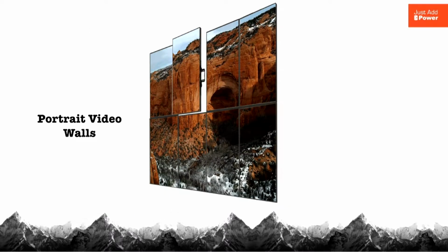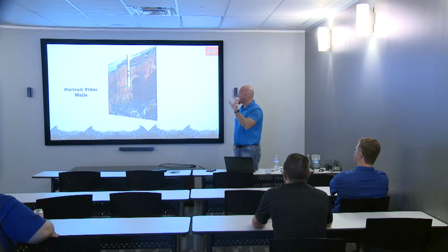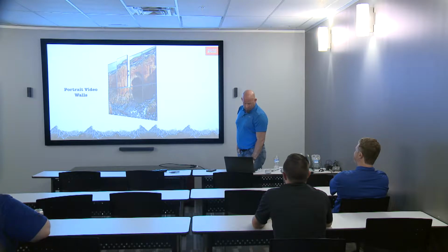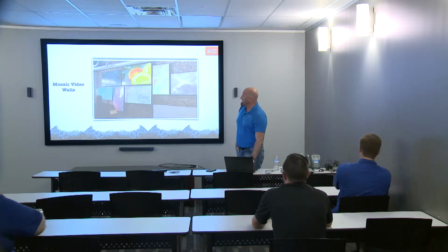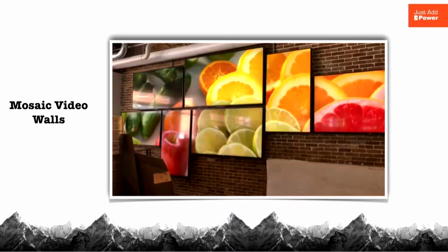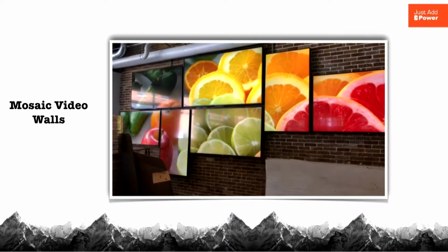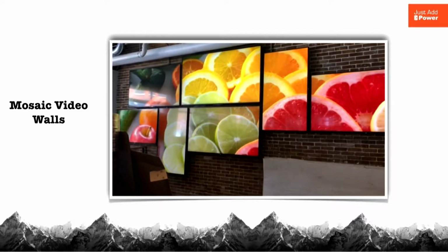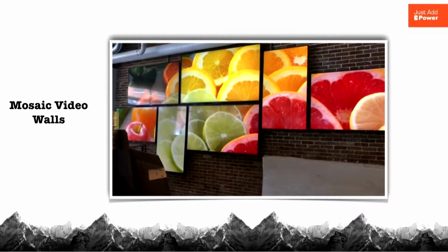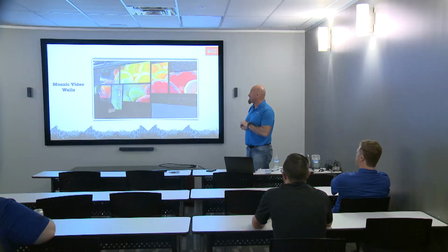In addition to the standard video wall, Just Add Power has the ability to do portrait video walls. We can rotate the screen 90, 180, 270 degrees within the receivers, allowing for a portrait video wall. In addition to portrait video wall, we can do some cool things with combinations of portrait and landscape, making a mosaic video wall. Just really, really cool what you can do. And again, this is being done within the Just Add Power receivers.